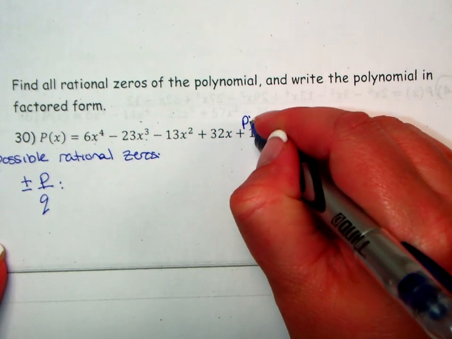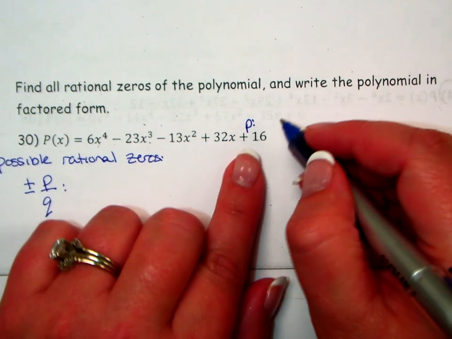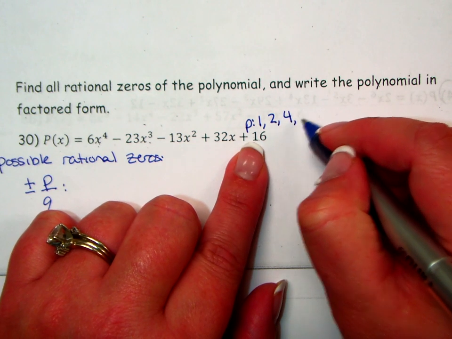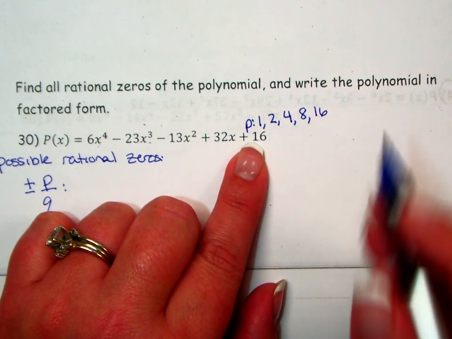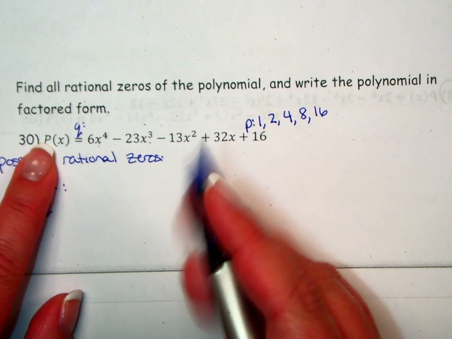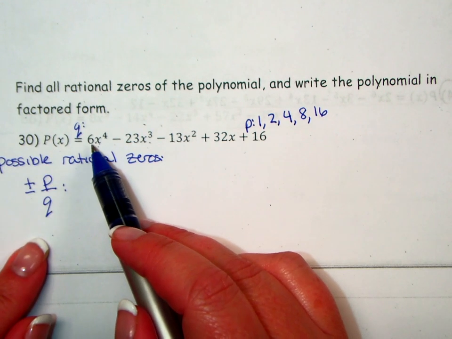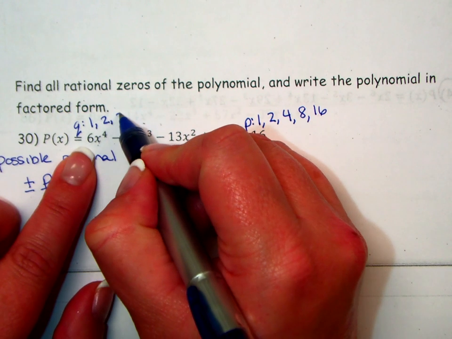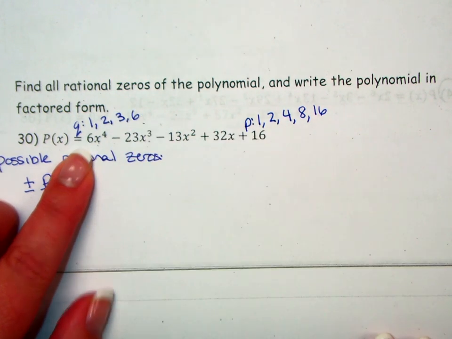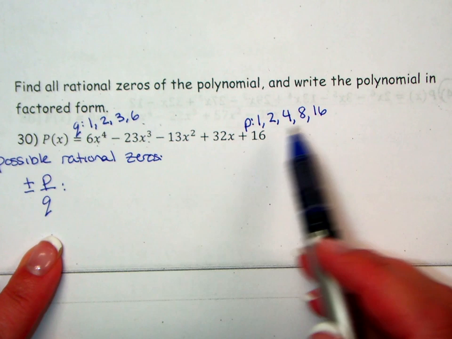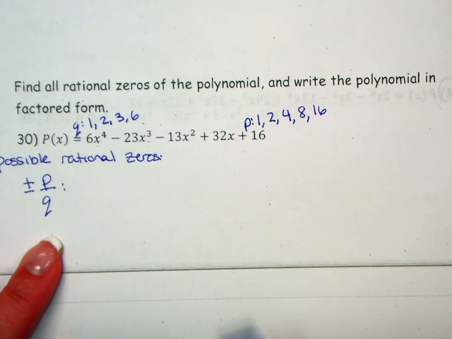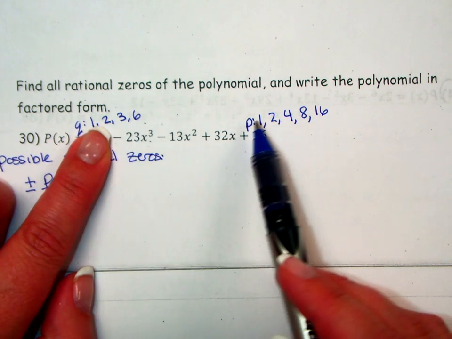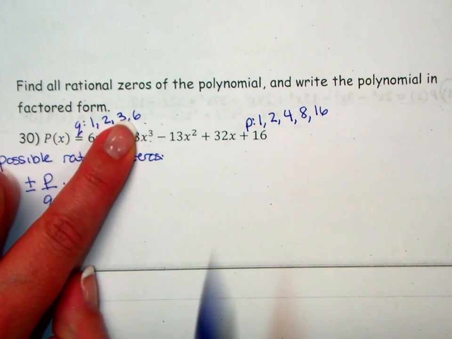Because 16 has a few factors, and so does 6, right? So the values of P are the factors of 16. So 1 divides 16, 2 divides 16, 4 divides 16, 8, and 16. The possible Q values come from the leading coefficient. The leading coefficient is 6, so the factors of 6 are 1, 2, 3, 6, right? So systematically, we need to put all the P values over all the Q values. So again, I like to put all the P over 1, all the P over 2, all the P over 3, and then all the P over 6, okay?